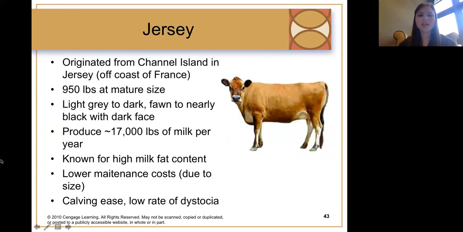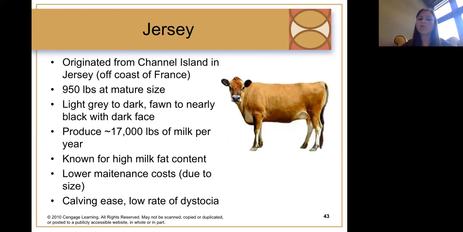So Jerseys, that breed originated from Channel Island in Jersey off the coast of France. And they're 950 pounds at mature size, so quite a bit smaller than the 1,500-pound Holstein. And they're typically light gray to a dark, and then they like fawn color to nearly black with a dark face. So this picture kind of shows them that would have that fawn color. And then they produce about 17,000 pounds of milk per year, so a little bit less than the Holsteins produce.